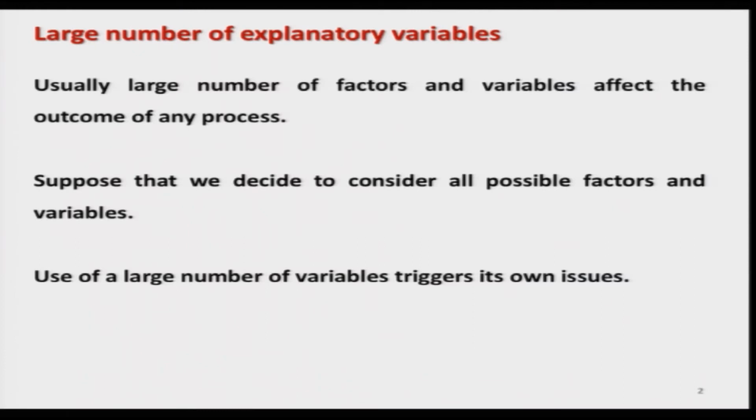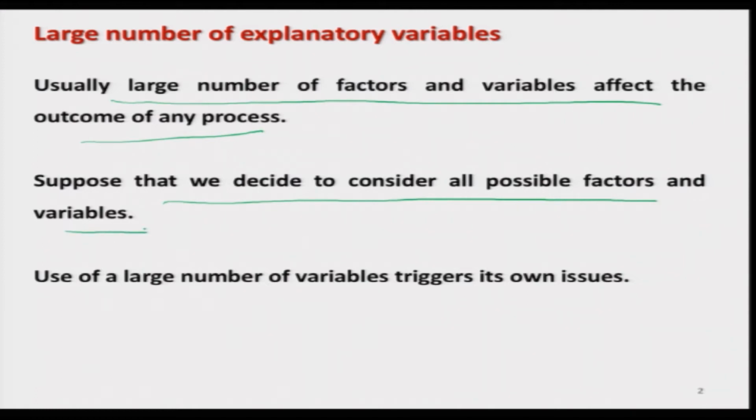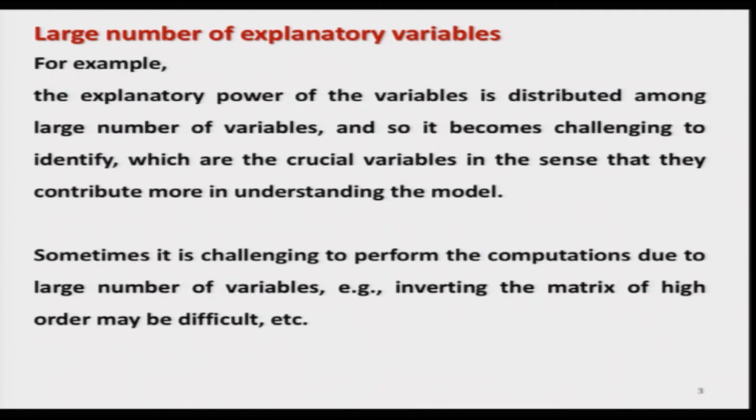Okay, so now we know that usually a large number of factors and variables affect the outcome of any process. Suppose we decide to consider all possible factors and variables. That means we are using a large number of independent variables, and this will trigger its own issues. There will be many complications which may arise when we are trying to consider a large number of independent variables.